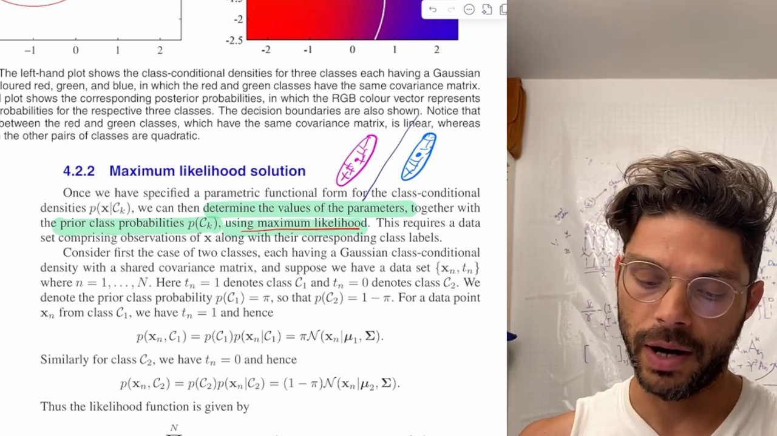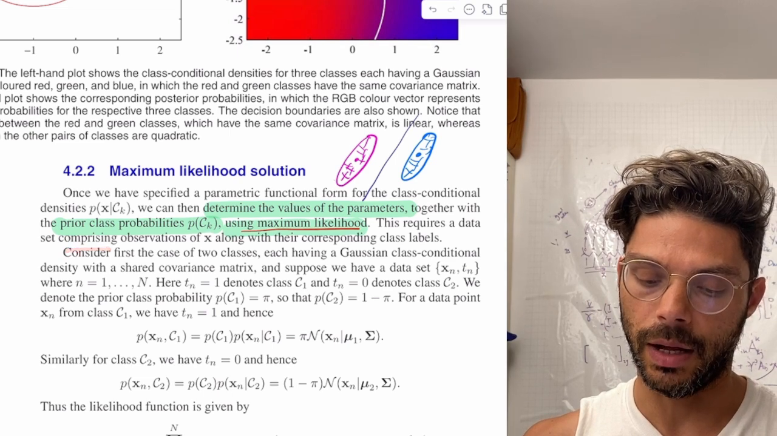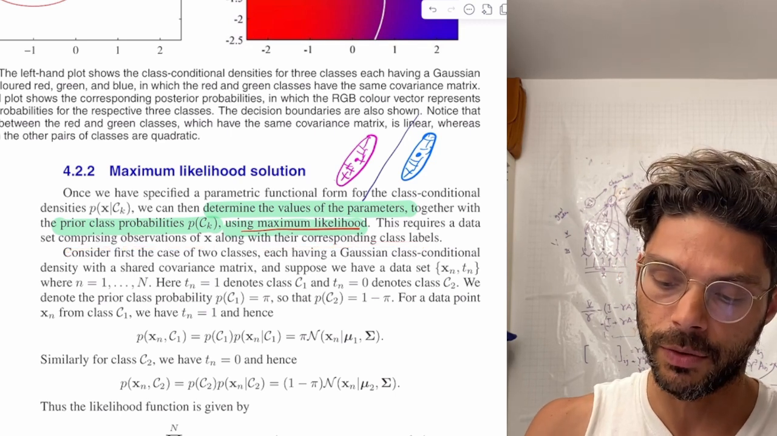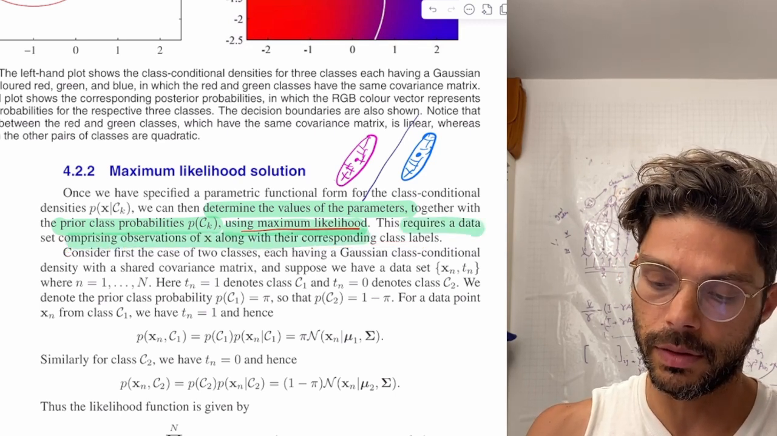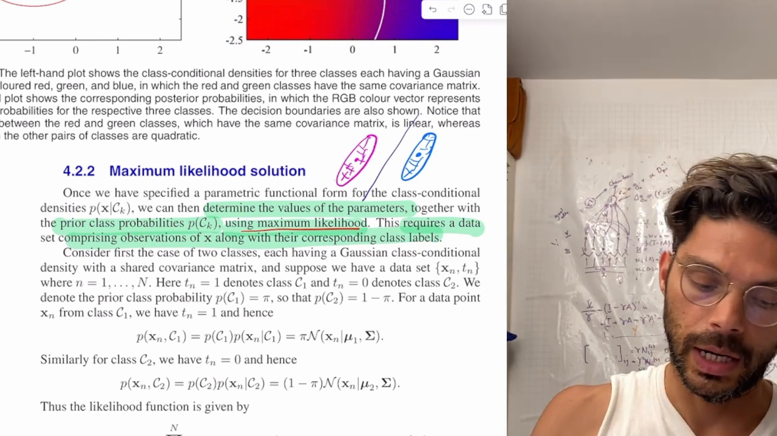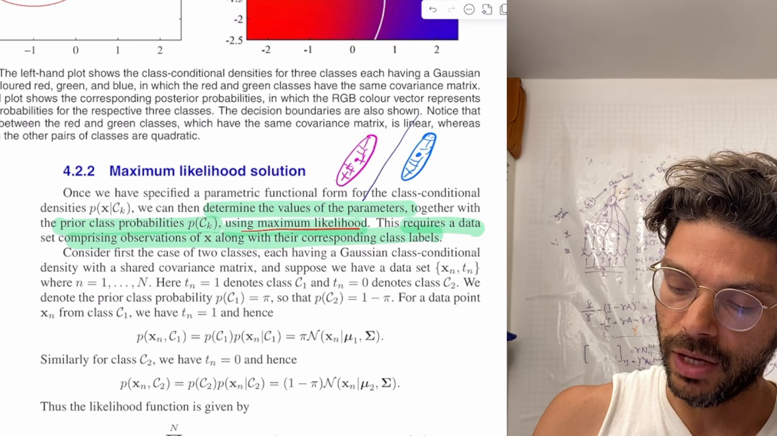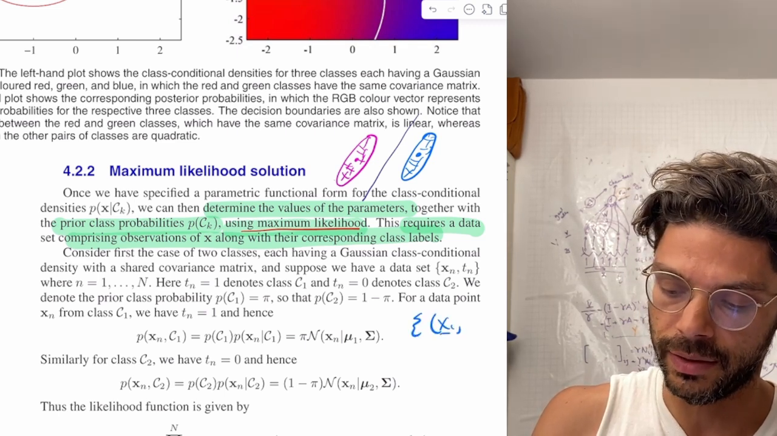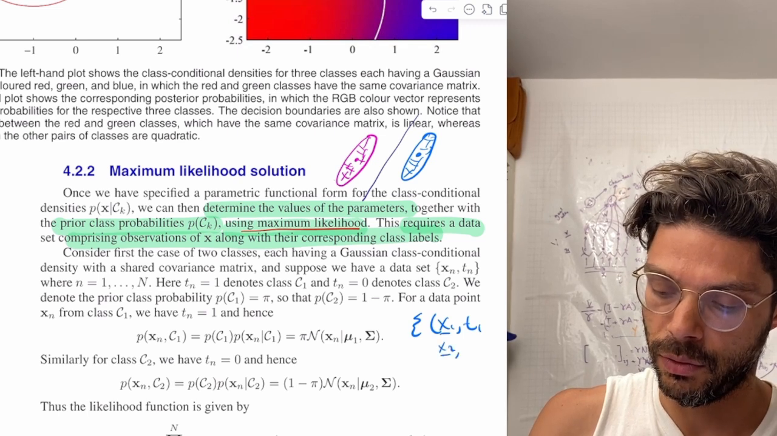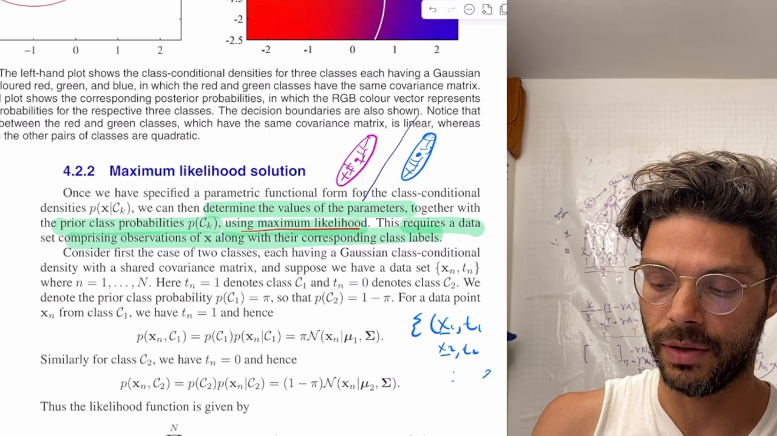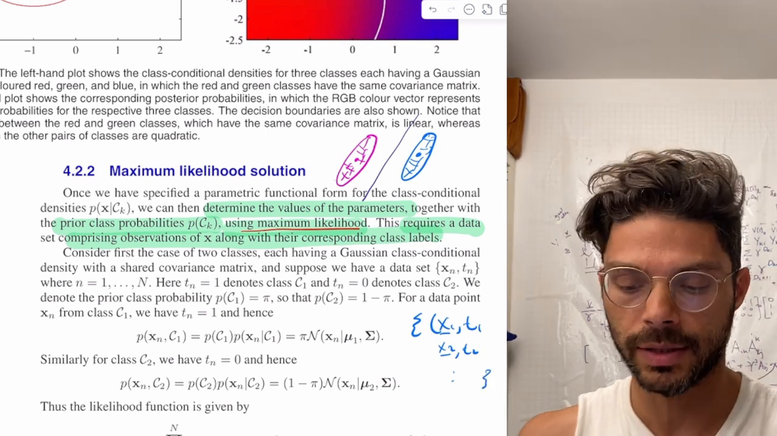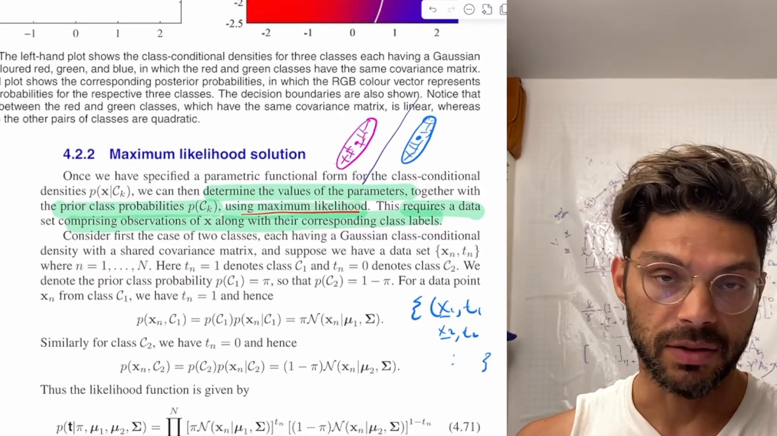Okay, this requires a data set comprising observations of x along with their corresponding class labels. So that's what you're given. You're going to be given a bunch of data points that look like x1, that's a vector, and t1, x2, t2, and so on. Okay, so that's your data set. You're not given the parameters, so you have to estimate the covariance and the means of the different clusters.